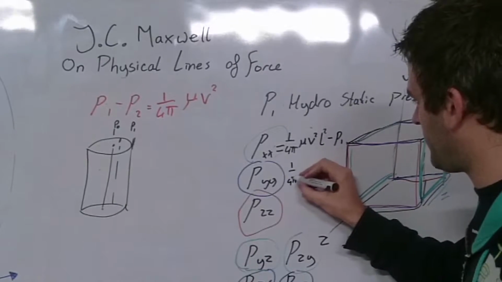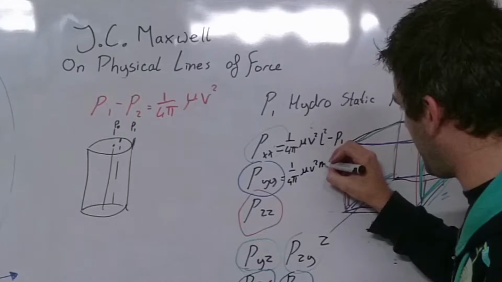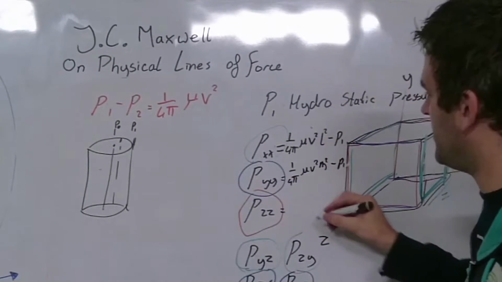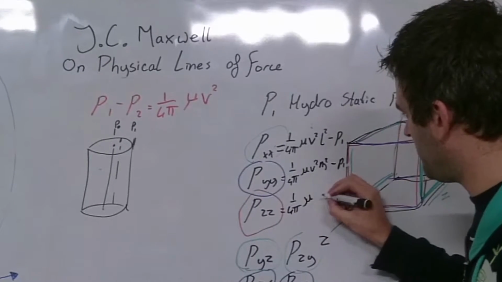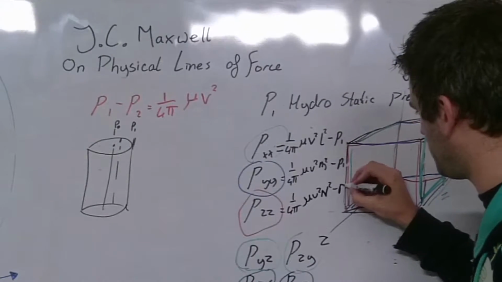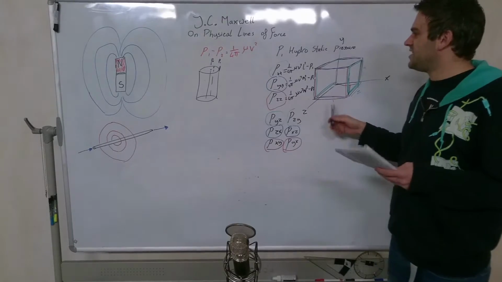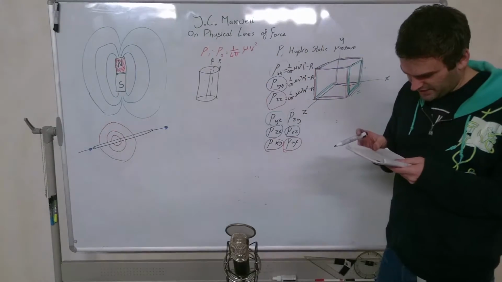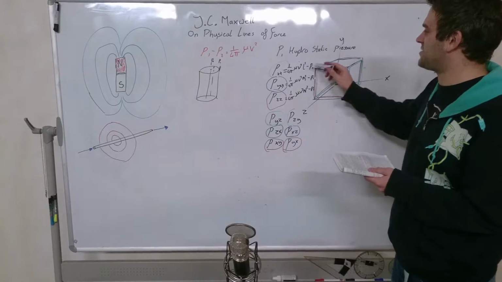1 over 4 pi mu v squared times the dimension m squared minus p1, and over the z direction it will be 1 over 4 pi mu v squared times n squared minus p1. And as I said, p1 is a hydrostatic pressure in all directions. And L, m, and n again are the directional cosines of the axes of the vortices with respect to the axes x, y, and z.